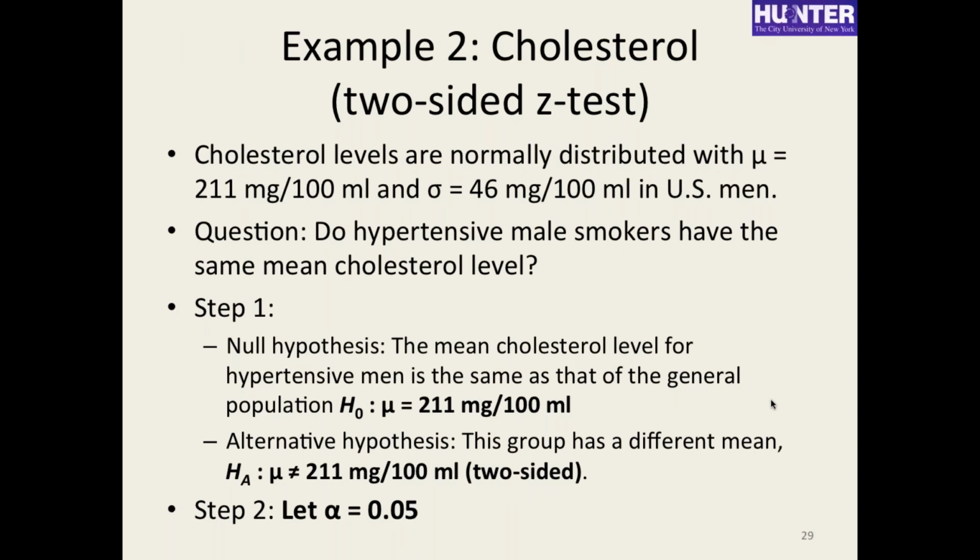Cholesterol levels are normally distributed with the mean being 211 and standard deviation for the population being 46. Do hypertensive male smokers have the same cholesterol? The null hypothesis is that there's no difference between the mean cholesterol for smokers and the general population, which we know the mean of. In other words, null is mu equal to 211, mu equal to mu 0, mu equal to mu for the entire population.